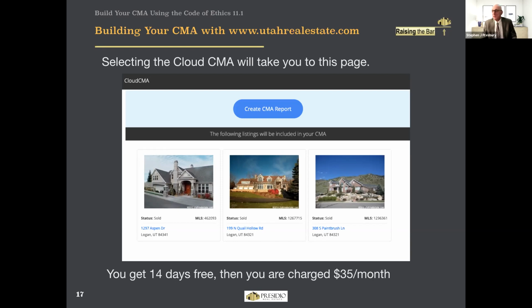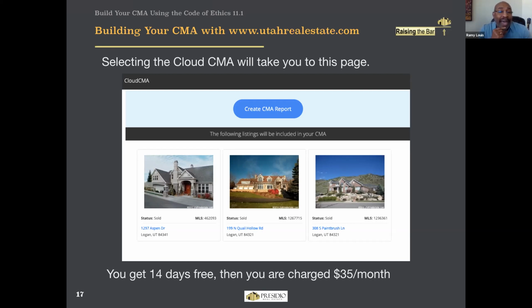Is there anybody here that actually used the Cloud CMA? Anybody use the Cloud CMA at all? No? Okay. Well, you do get 14 days free, but if you are going to try that out, just bear in mind, put on your calendar to cancel it before the end of the 14 days, or it will automatically charge your account. So, Stephen? Yes, Romy. Hello? Yes, go ahead, Romy.